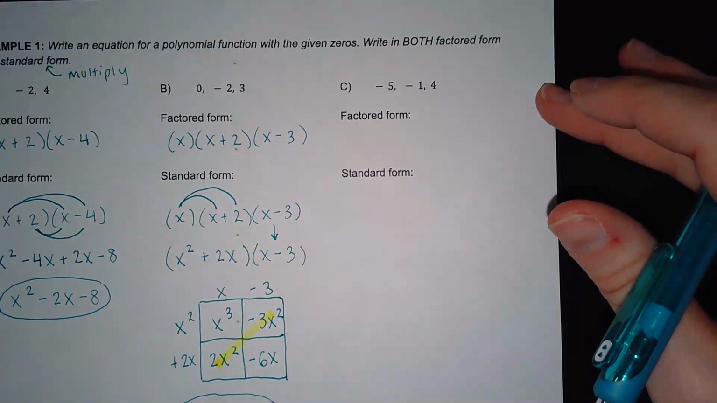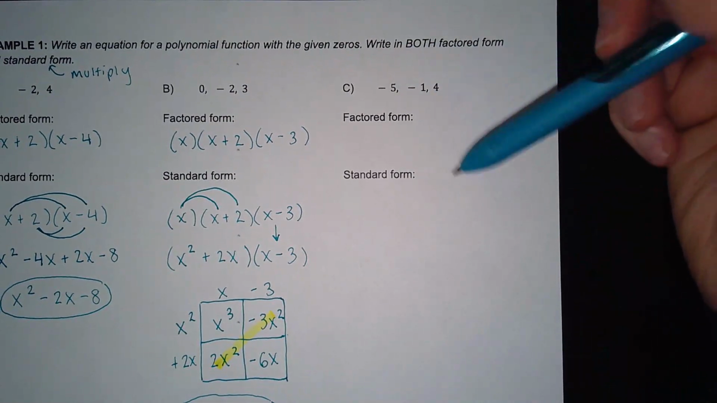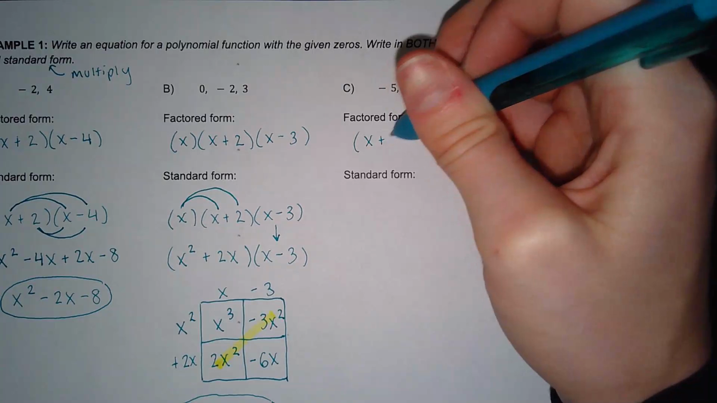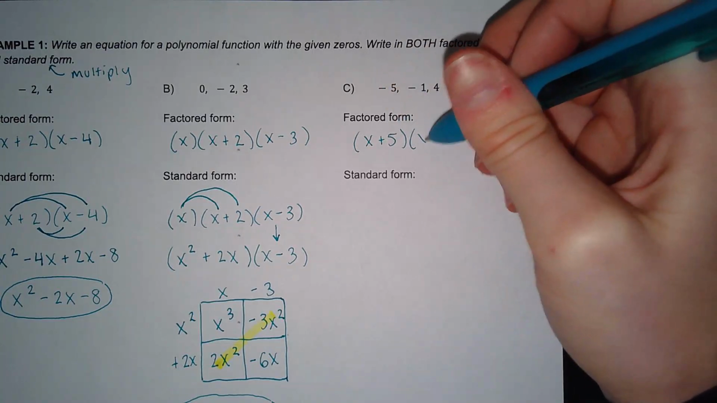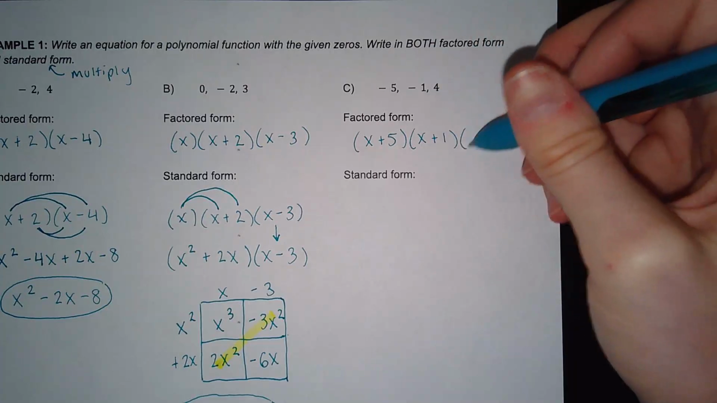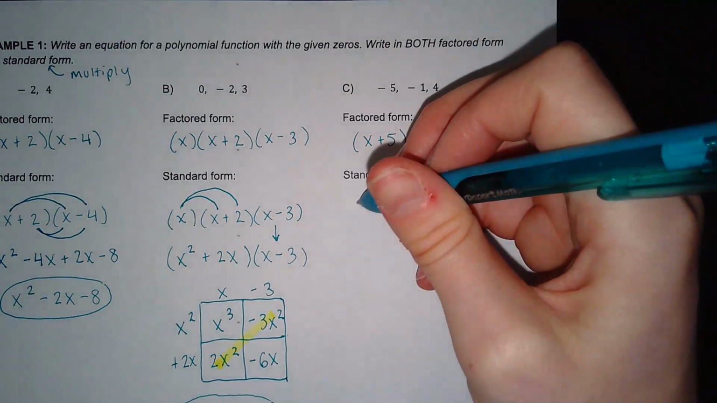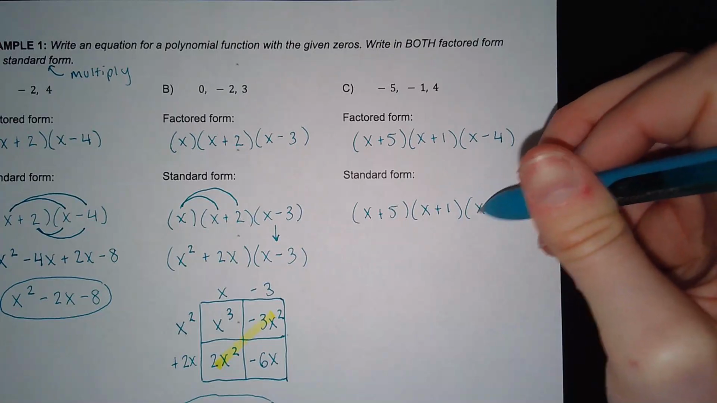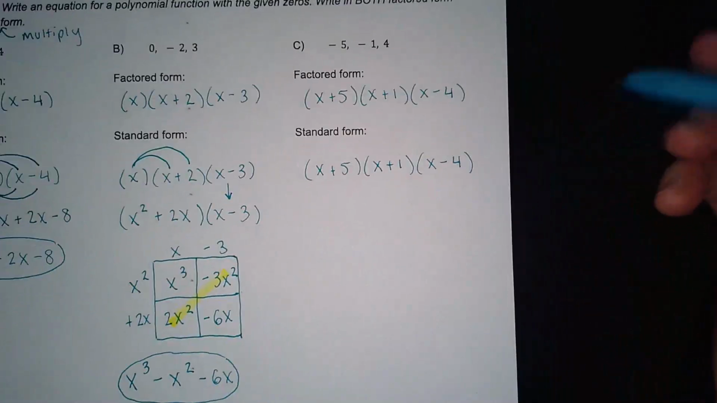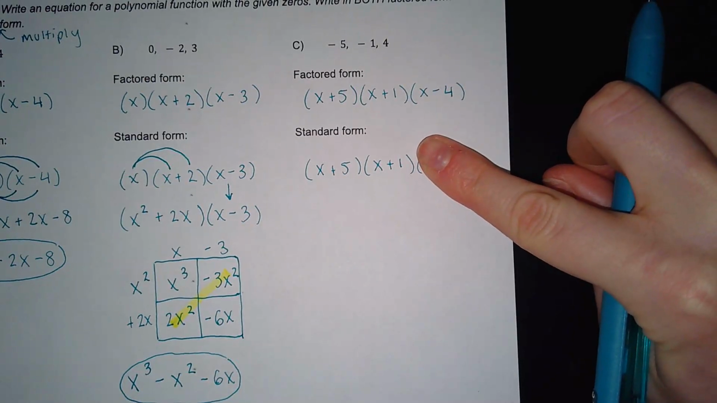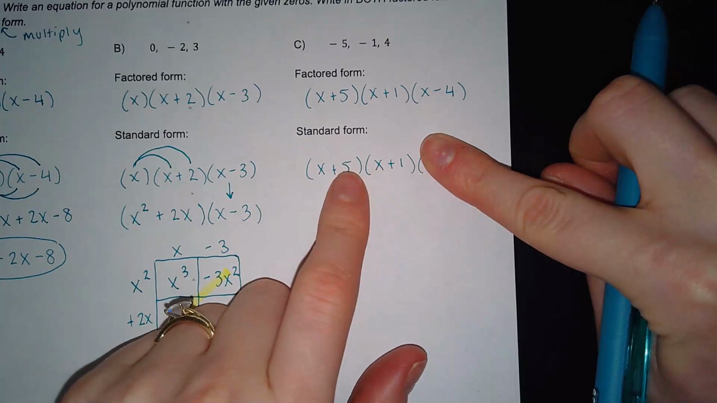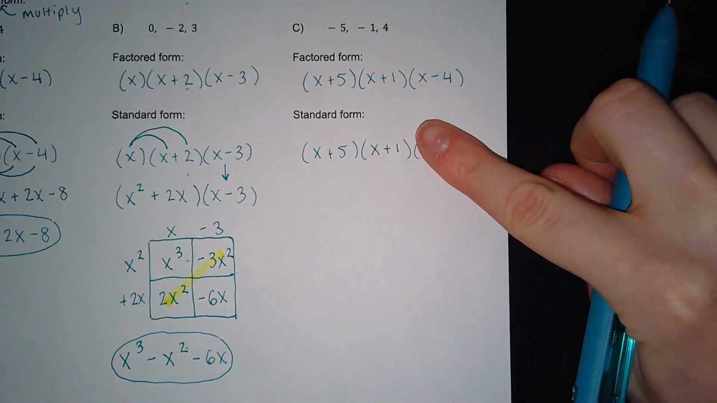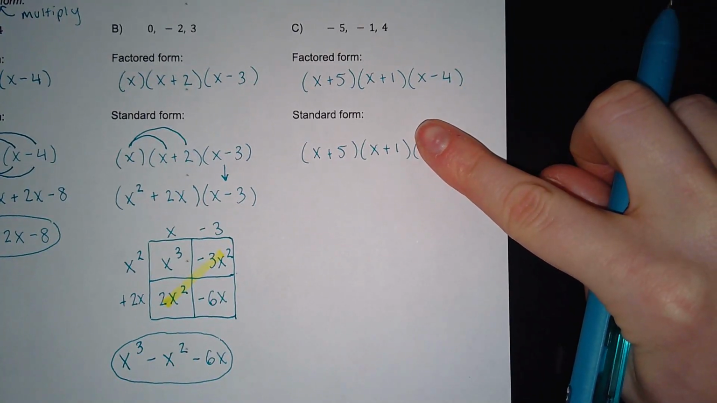All right, final example. Here, again, we have 3 zeros, so we'll go ahead and start with factored form by doing the opposite. We have a negative 5, so we'll do x plus 5. Negative 1 will be x plus 1. And positive 4 will be x minus 4. Again, to get to standard form, we're going to have to multiply, but remember that we can only multiply two things at once. So I'm going to ignore that x minus 4 to start, and we're just going to multiply these. Again, feel free to use FOIL or box method, whichever one makes more sense to you. I'll go ahead and start with distribution.